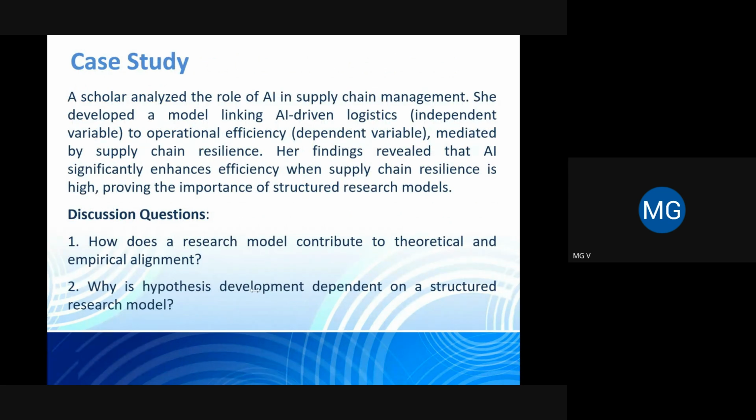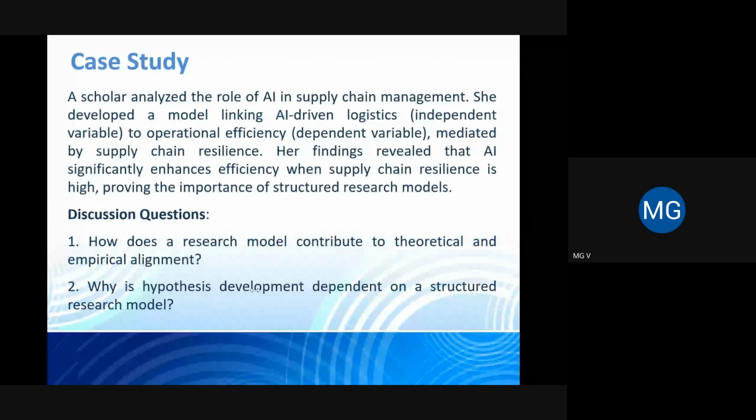A scholar analyzed the role of AI in supply chain management. He developed a model linking AI driven logistics, that is, independent variable, to operational efficiency, that is, dependent variable, mediated by supply chain resilience. Her findings revealed that AI significantly enhances efficiency when supply chain resilience is high, proving the importance of structured research models.